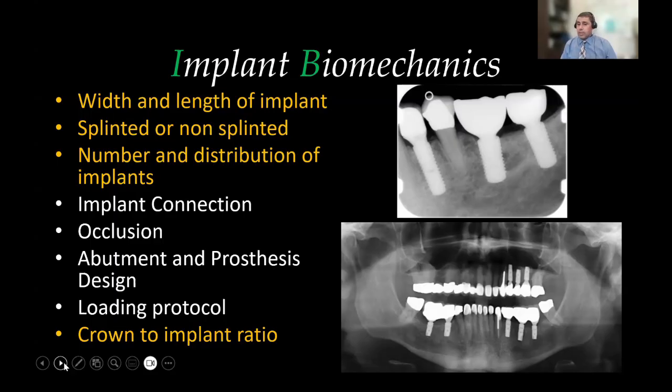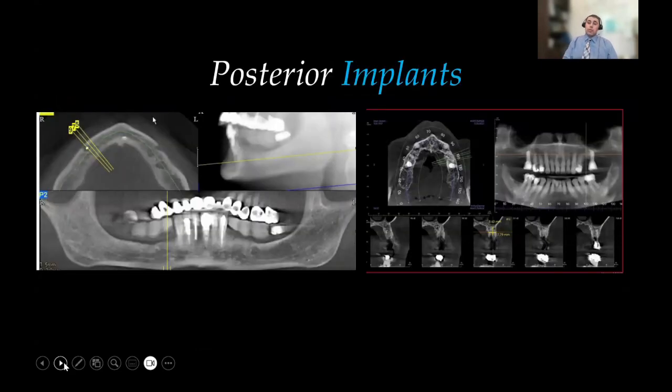Are you going to load these immediately? Are you going to do them in early stages or conventional loading? And things like crown to implant ratio, and does that affect the outcome of the treatment? But if you start thinking about posterior implants, some of the challenges we have, whether it's in the maxillary arch or the mandibular arch, is proximity of vital structures. We have the maxillary sinus in the maxillary arch, and we have the inferior alveolar nerve in the mandibular arch. And it's very, very important that we consider and appreciate the proximity of these structures to where the implants are placed and how we can plan and work around them.